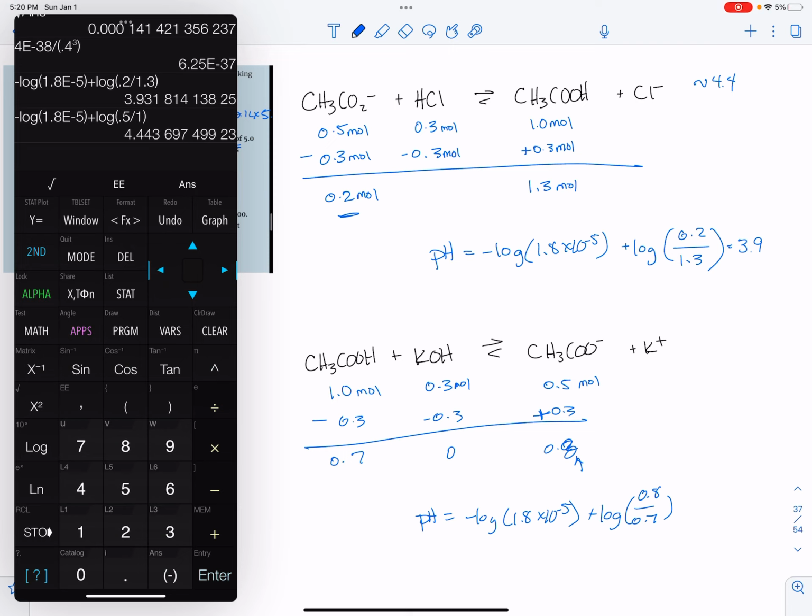Quadruple check that I wrote all that in. Yeah. So I'm just going to go over here. 0.8 over 0.7. And so then that tells me my pH only goes up to 4.8, which again is not a huge, huge jump.